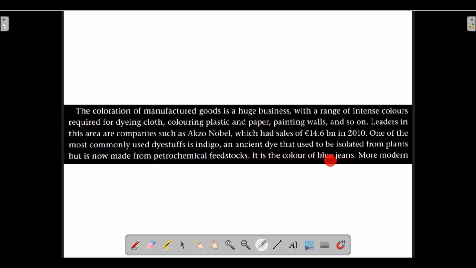Now indigo is the color of blue jeans. You already know blue and black jeans are the most common jeans. Black jeans do not have indigo. Blue jeans have indigo.